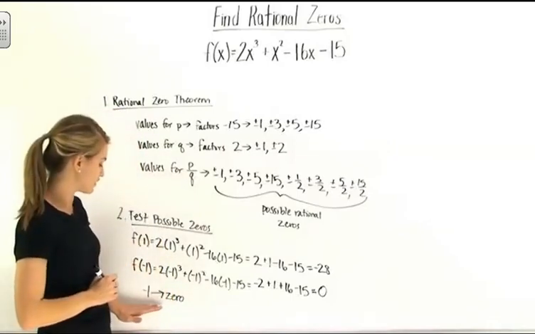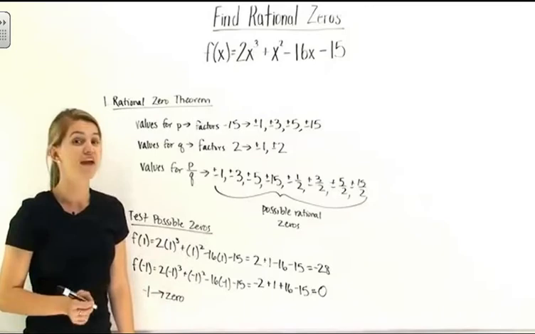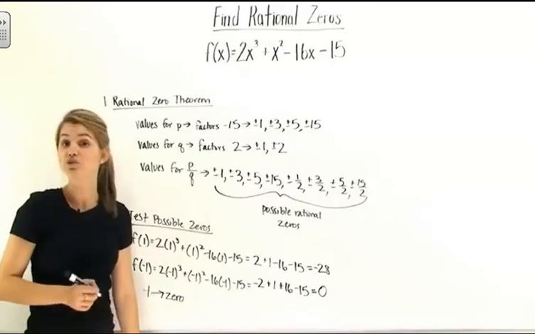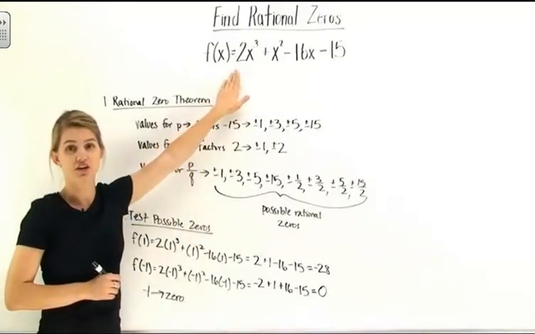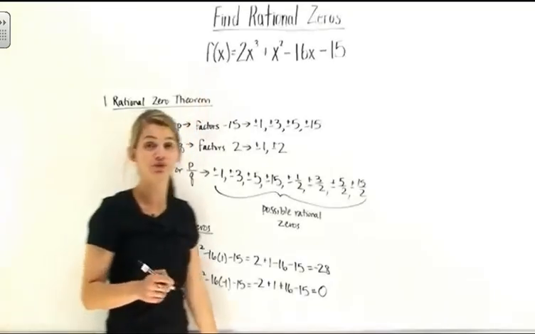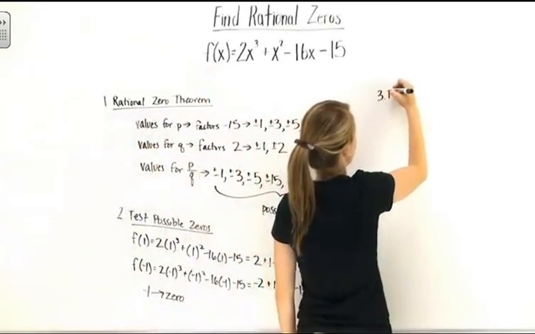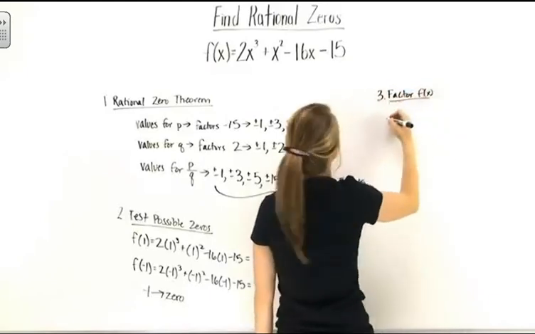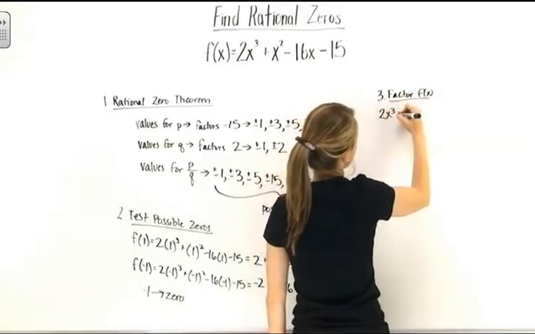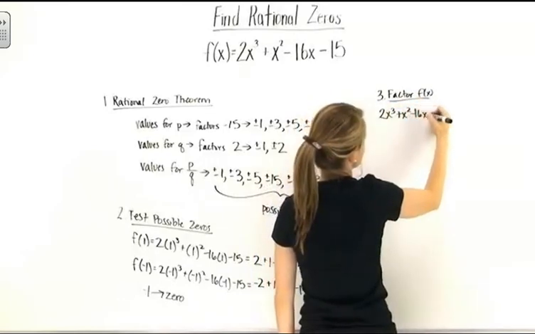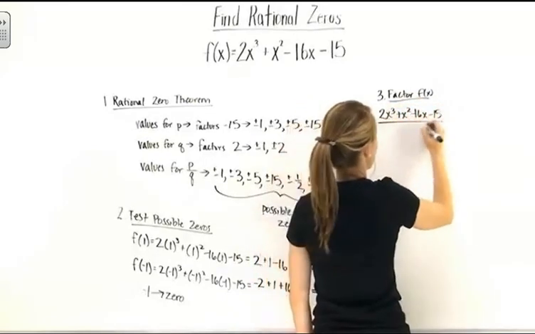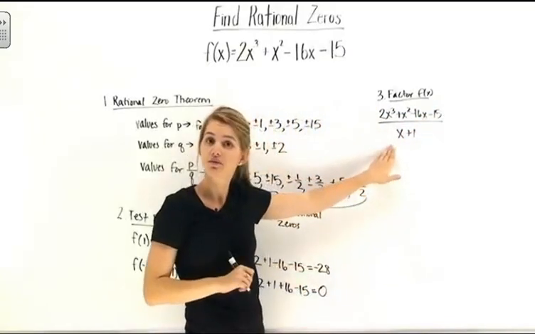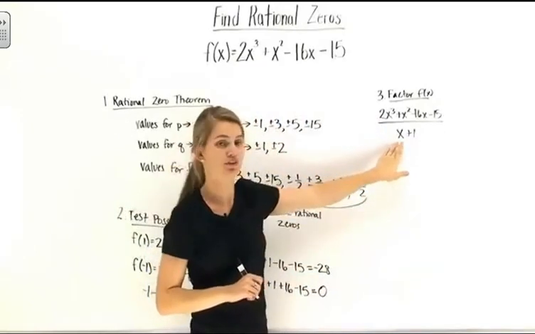Now let's go ahead and take our zero and see if we can use it. The factor theorem says that if negative 1 is the zero of our function, then x plus 1 is a factor of our function. So let's use the fact that x plus 1 is a factor to help us factor our function, f of x. If we want to factor f of x, we can take our function, 2x cubed plus x squared minus 16x minus 15, and if we divide it by one of its factors, x plus 1, we should get an answer with no remainder. Let's see what we get when we divide by x plus 1.